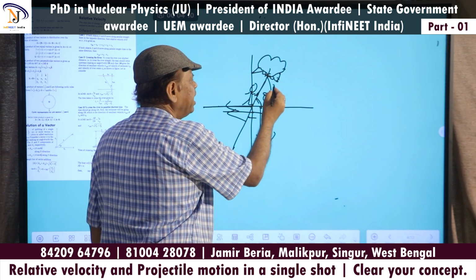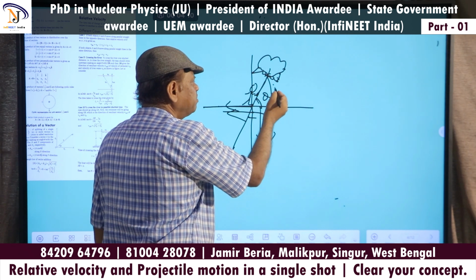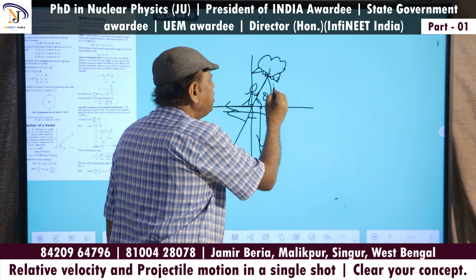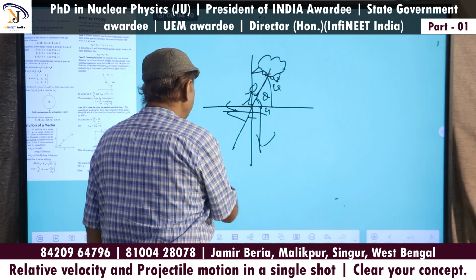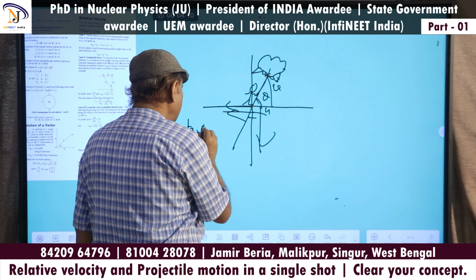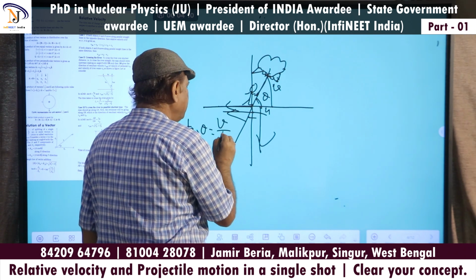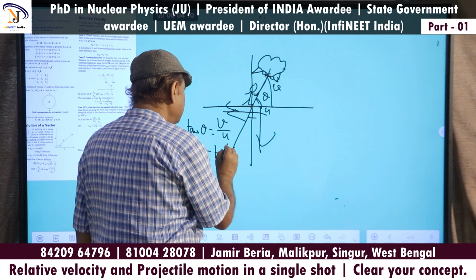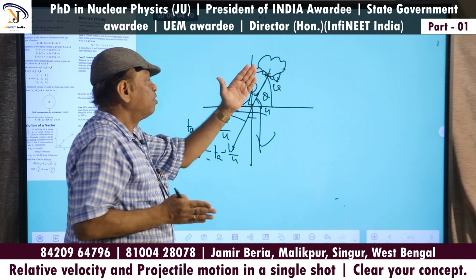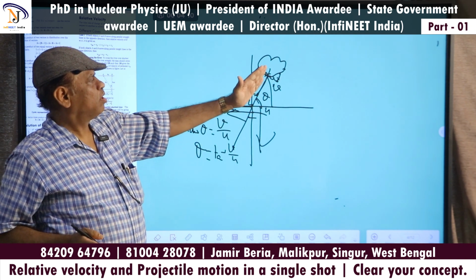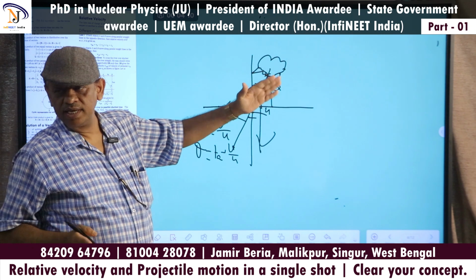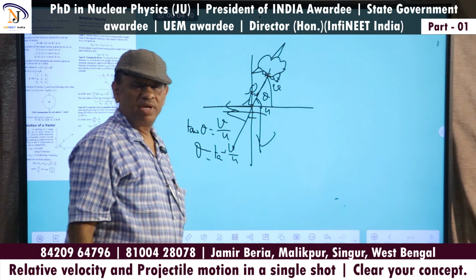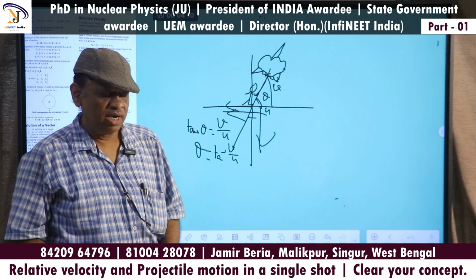If it is rain, I have considered the velocity of rain as v, and this is u. So you can write tan theta equals v by u. Theta equals tan inverse v by u. If you keep your umbrella at this angle, then you will protect yourself maximum. Okay, maximum. Clear?